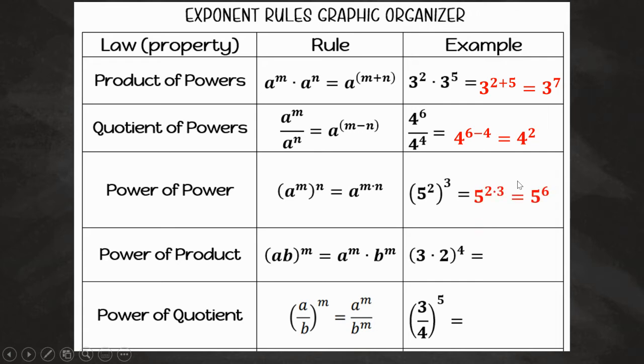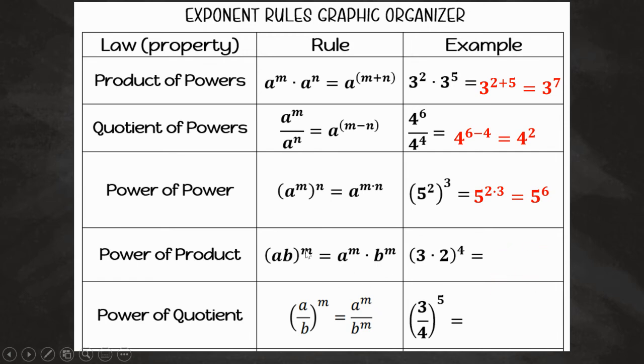All right. Here we have our power to a power rule, a to the m to the n power. Well, this means I'm taking this base and this exponent to this many powers. So I'm actually then going to multiply the two powers together. So I get 5 squared to the third power. I'm going to multiply 2 times 3, and then I get 6. So it becomes 5 to the sixth power.